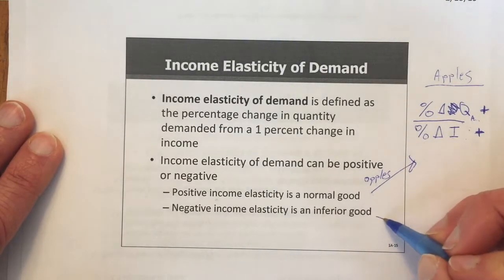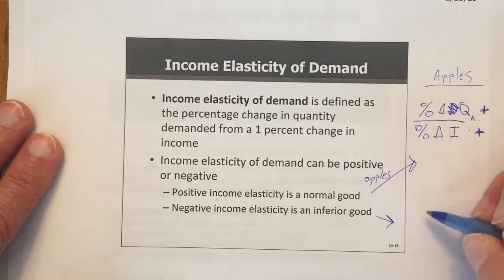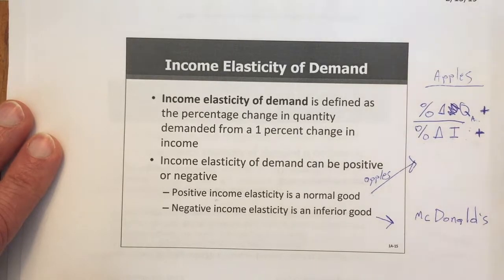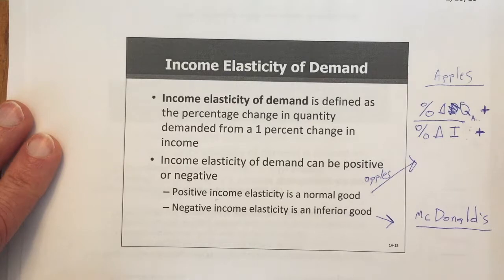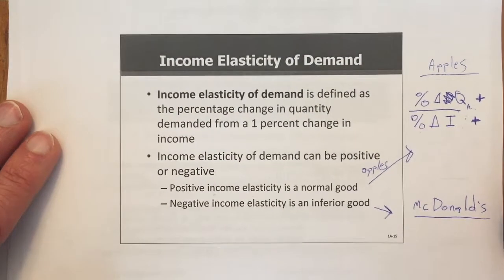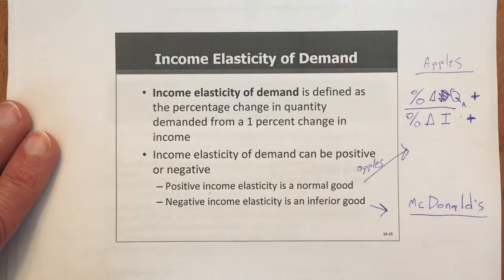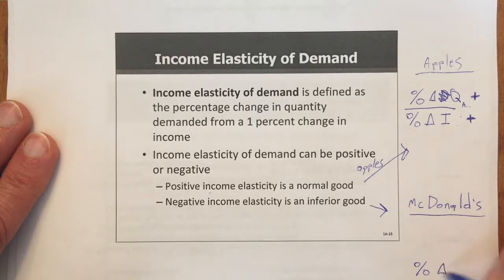Now, let's talk about an inferior good. An inferior good is something that when you earn more money, you want less of that good. So let's say we'll talk about McDonald's. McDonald's is known as being a fast food place that's not that good. And yeah, if someone has more money, they'll probably go to Chick-fil-A. But anyway, we can talk about if they have a 1% change in income.